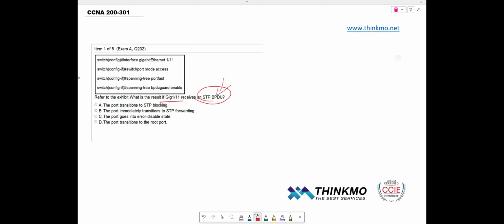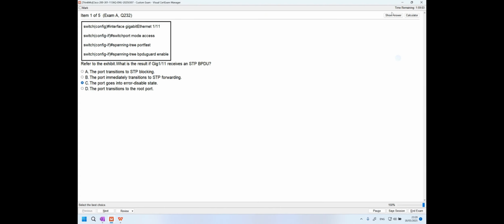According to its configuration, this configuration has already enabled BPDU guard. After enabling this feature, what does it protect and how does it protect? Since this feature is configured, once it receives a BPDU, it will automatically enter shutdown state. That's the rule, right? So for this question, we choose C. Let's look at the correct answer. It is C.